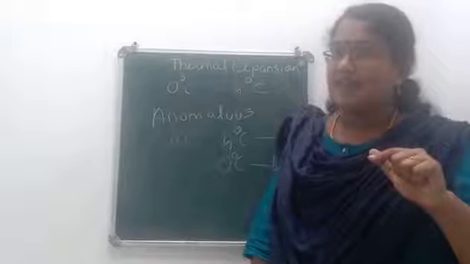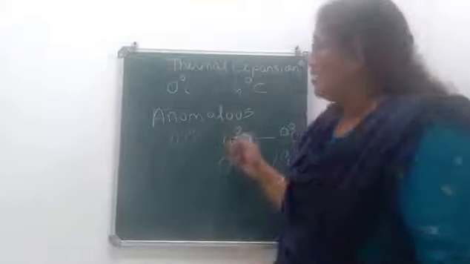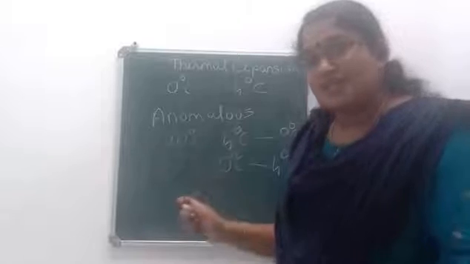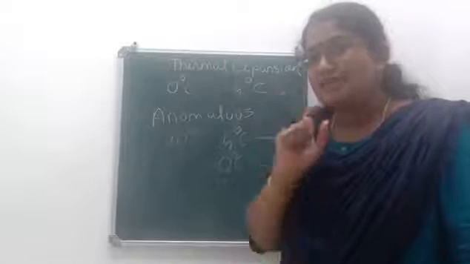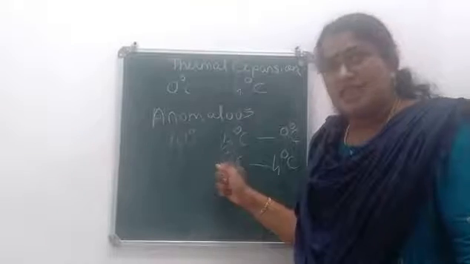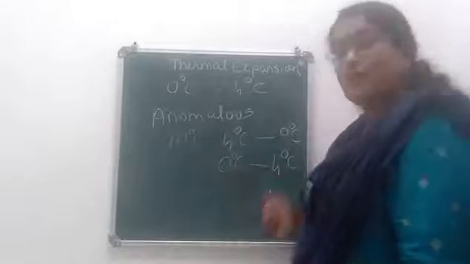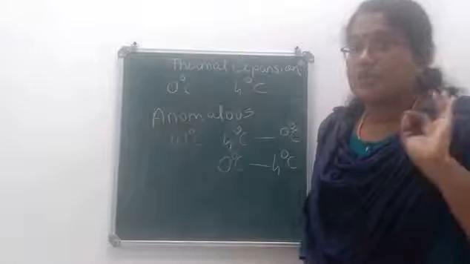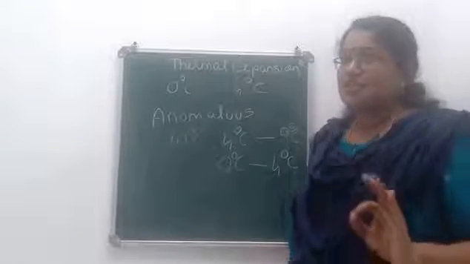Water at 4 degrees Celsius, when you are cooling it, expands from 4 degrees Celsius to 0 degrees Celsius. Water taken at 0 degrees Celsius will contract when you heat it, that is from 0 to 4 degrees Celsius. Okay, so is it clear about anomalous expansion?